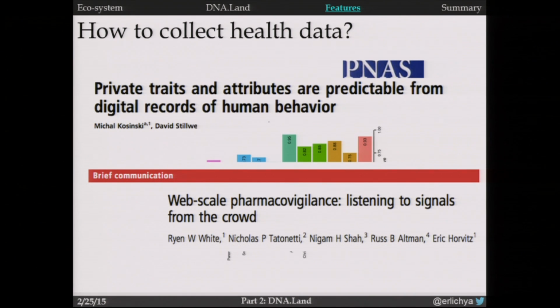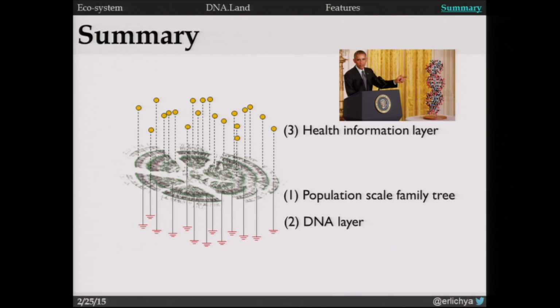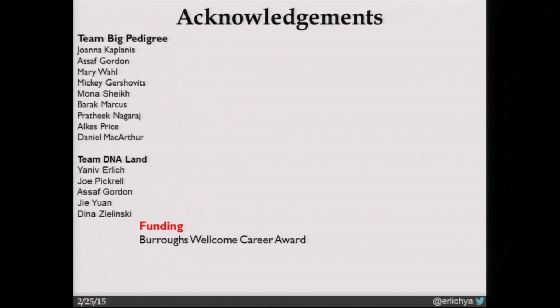So I think it's something quite promising. I just told you today about how we can build a population scale family tree, starting to add a DNA layer to this family tree and our plan for a health information layer. And I think this is something that could be quite exciting, especially with efforts such as the Personalized Medicine Initiative, on how to really reach very large data sets without investing tons of funds and effort to regenerate these data sets from scratch. And these are the great group of people that work on this award and my funding.